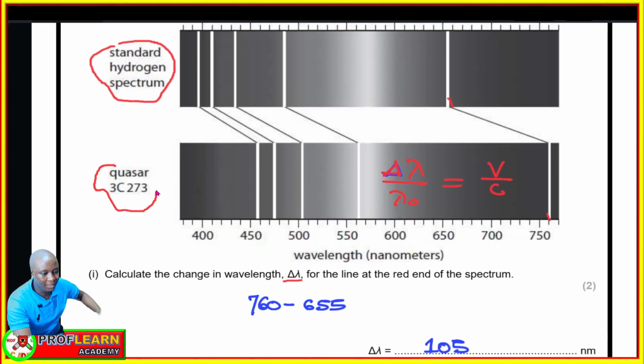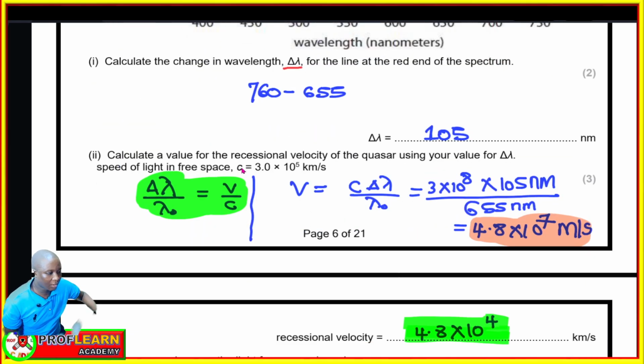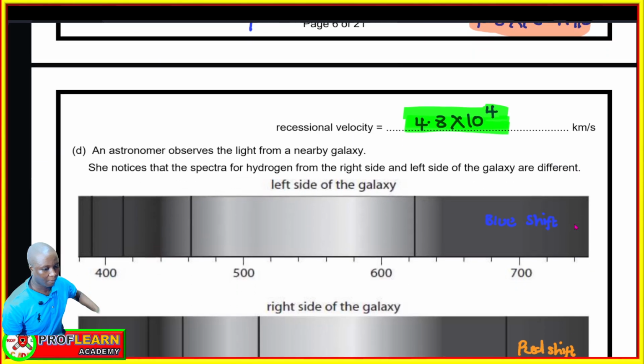And light that is observed from the quasar is going to have a longer wavelength. That's why it's basically displaying what we call a redshift. Now, if you substitute into this formula, we are going to get our speed to be 4.8 times 10 raised to the power 7 meters per second.